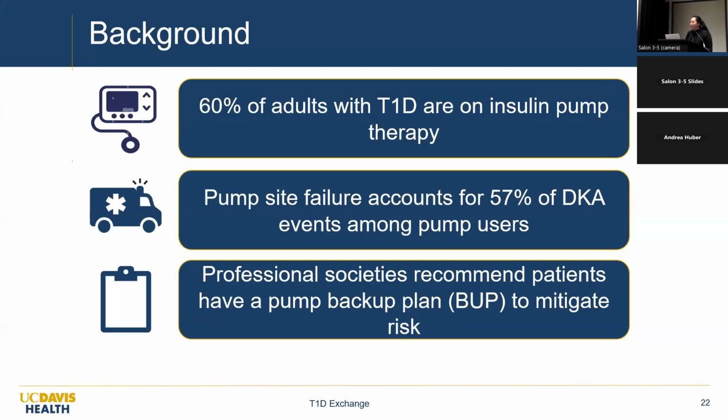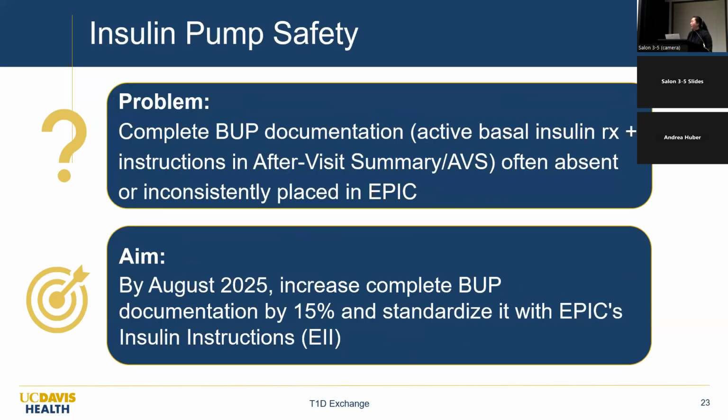A little bit of background: 60% of adults with type 1 diabetes are on insulin pump therapy, and pump site failure accounts for about 57% of diabetic ketoacidosis events among pump users. Professional societies like the ADA and the ADCES have recommended that patients have a pump backup plan to mitigate this risk. So what was the problem we saw with the patients we chart reviewed?